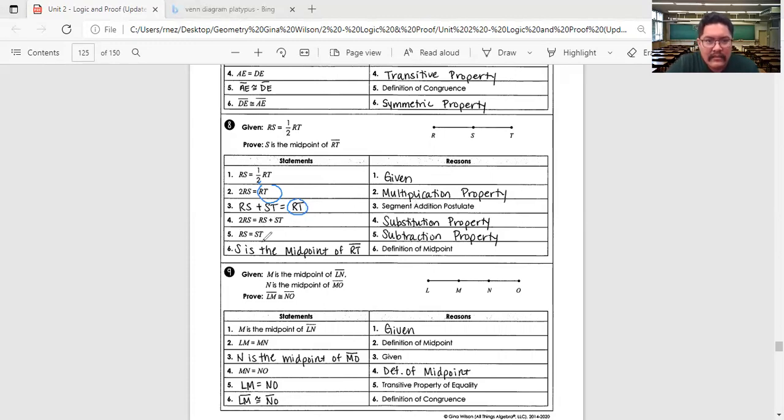And then let's see, subtract. If we subtract 1 RS, well, we have 1 less RS here. RS, and that's gone, so we subtract RS from both sides. Now we know that RS and ST are the same, RS, ST. Since we know they are the same, that is the definition of a midpoint. So therefore we prove that S is the midpoint of RT.